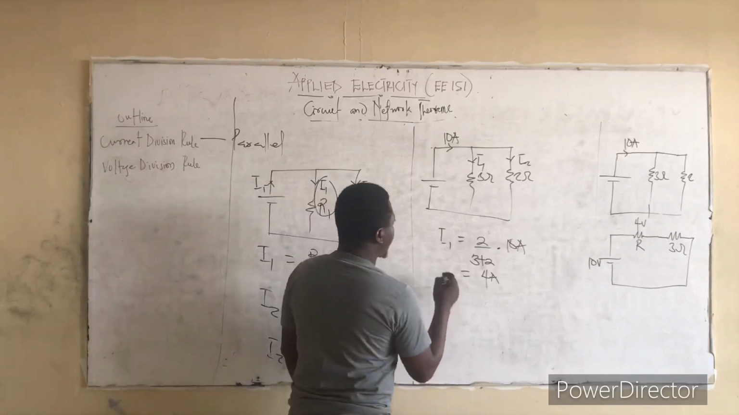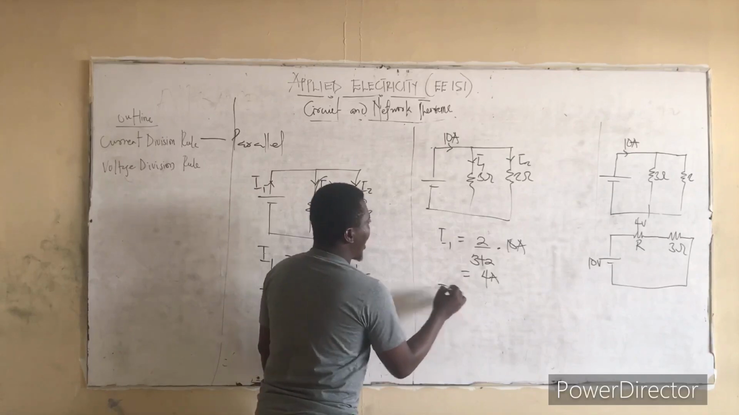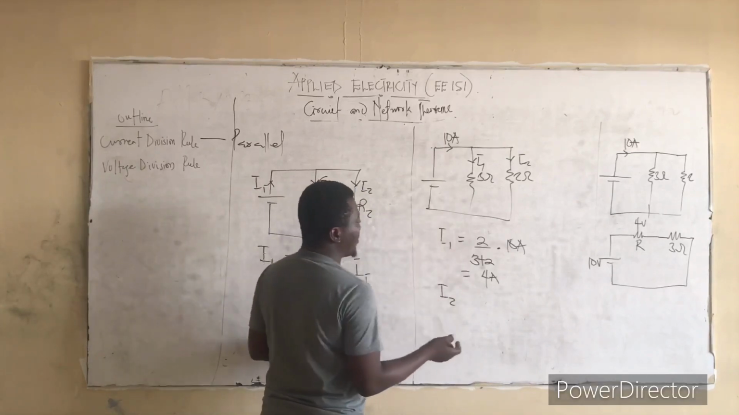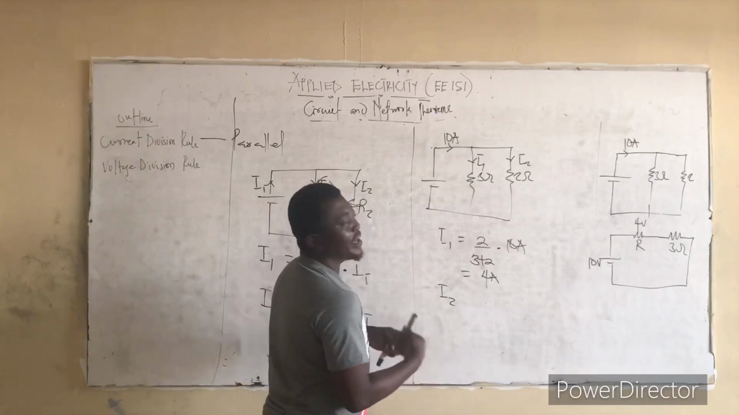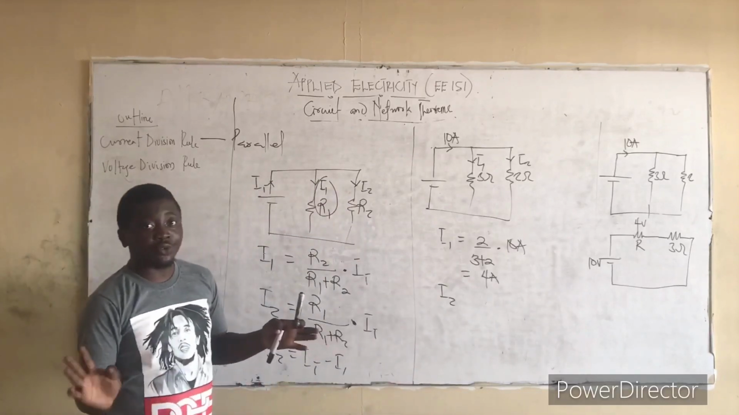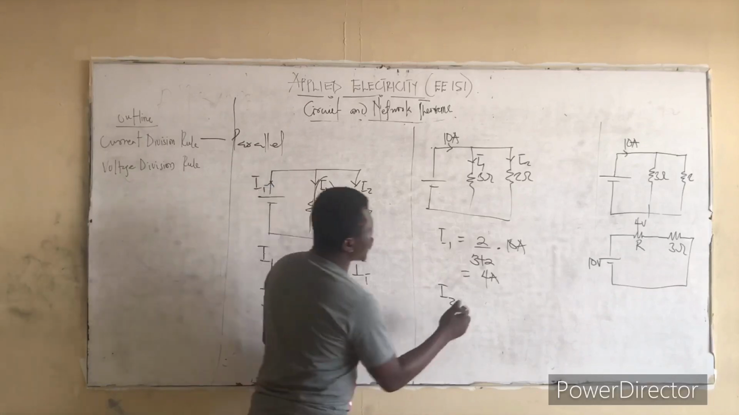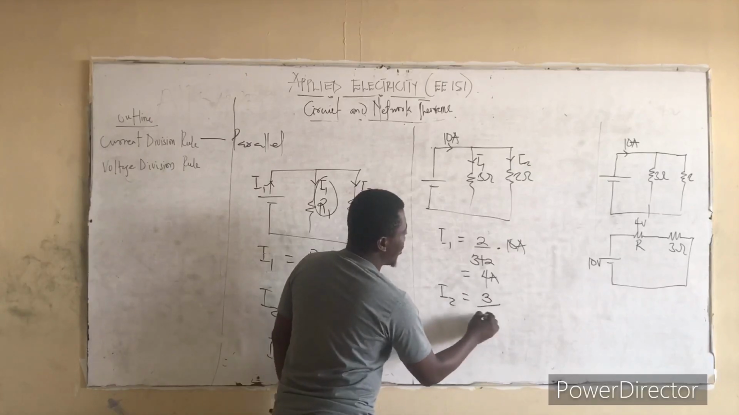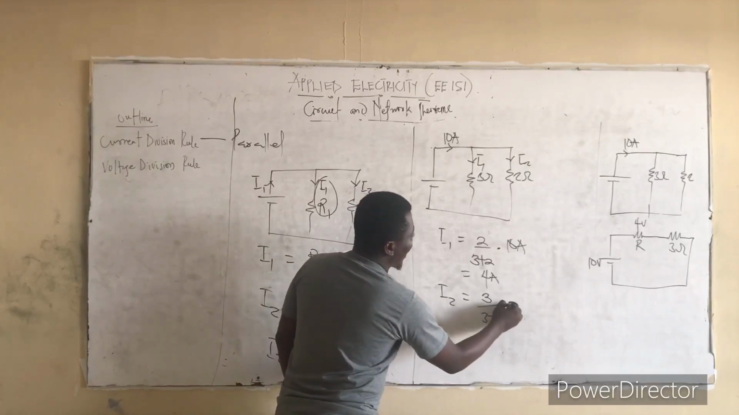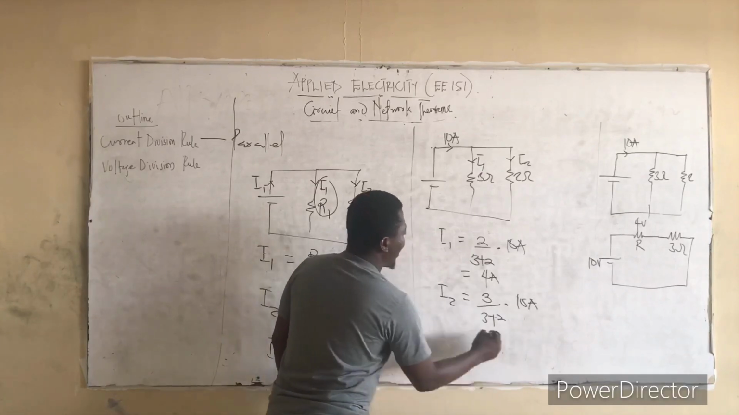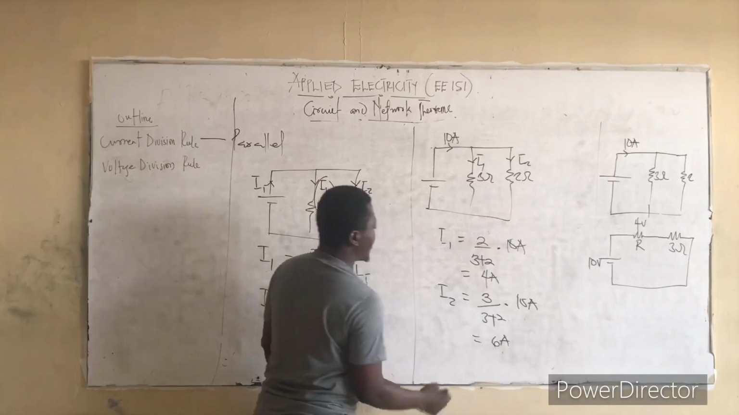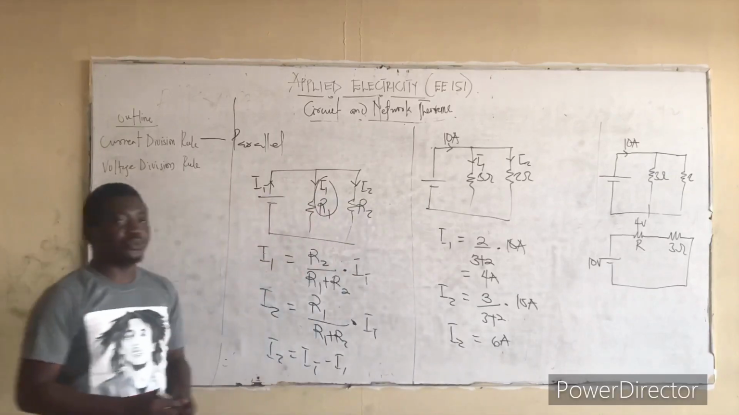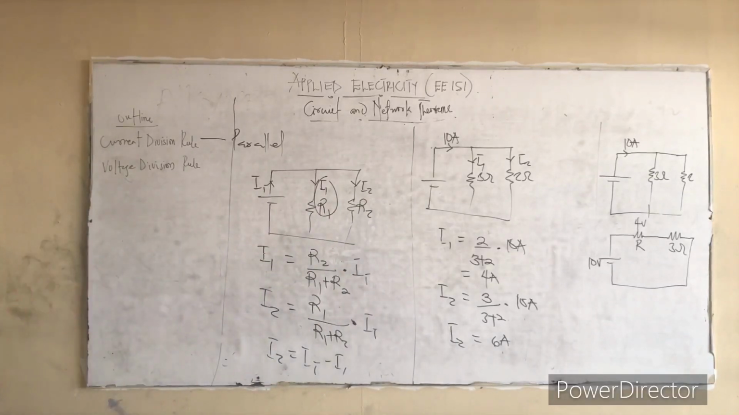After getting that one, you go to the next thing, I2. You can use current division or you can use Kirchhoff's current law alone. But since I've not taught you Kirchhoff yet, let's stick with current division. So I2 is also given by the opposite resistor, which is 3 over 3 plus 2 times 10 ampere. And that on the calculator gives you 6 ampere. So I1 is 4 ampere and our I2 is 6 ampere. So we are done with current division.